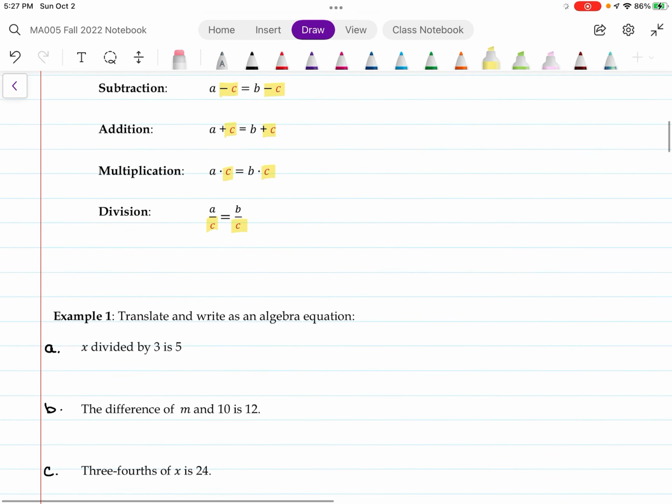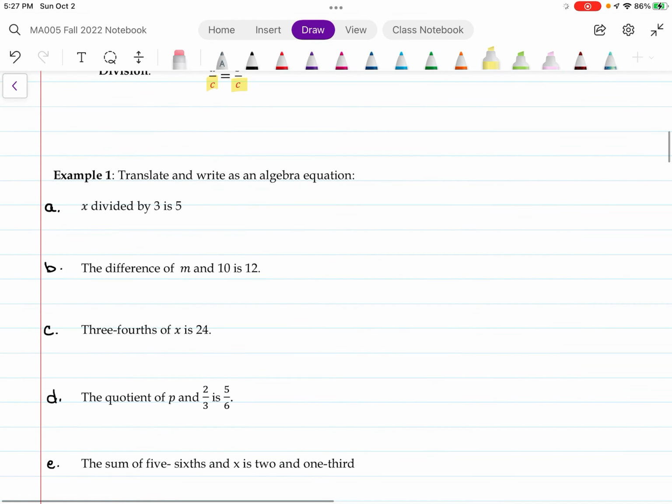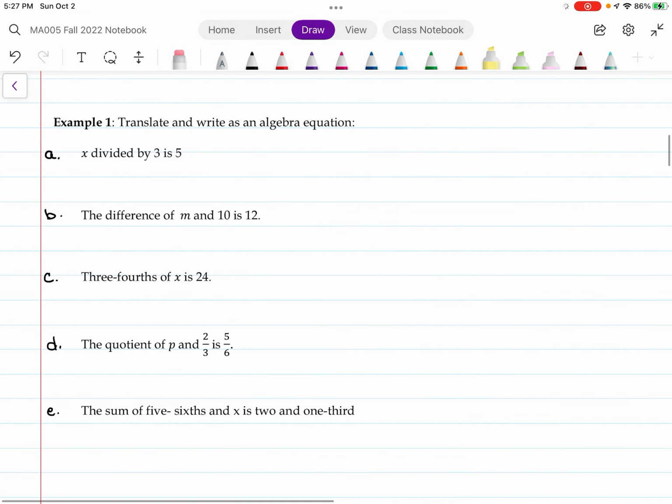All right, so these we're just going to translate and write as an algebra equation. We're not going to solve them quite yet. We're just going to look at translating. So pause the video and give these a try.